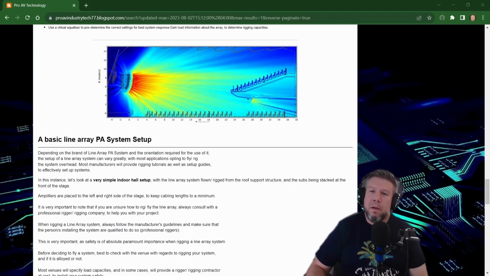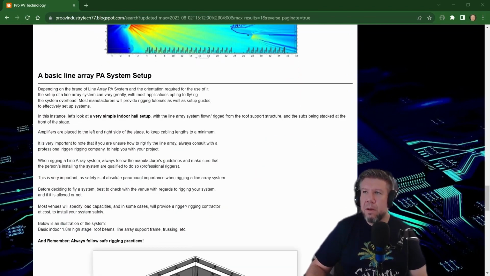So the final part of this is a basic line array PA system setup. I'll just read through this quickly. Depending on the brand of line array PA system and the orientation required for its use, the setup of a line array system can vary greatly, with most applications opting to fly or rig the system overhead. Most manufacturers will provide rigging tutorials as well as setup guides to effectively set up these systems. Very important to note is that if you intend on rigging or flying a line array system overhead, please follow safe rigging practices.